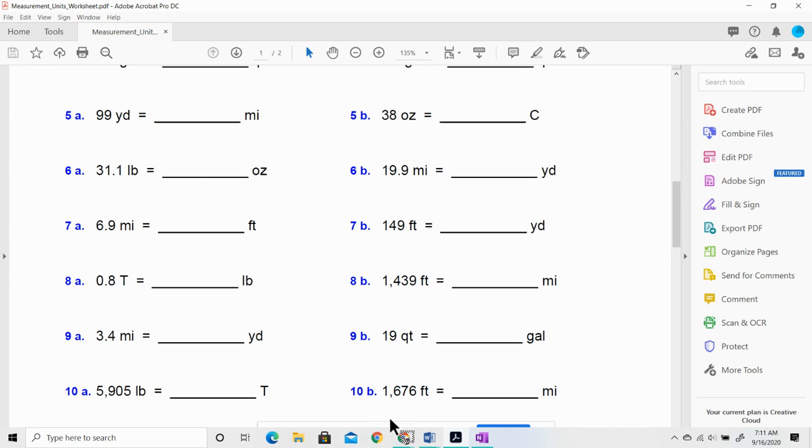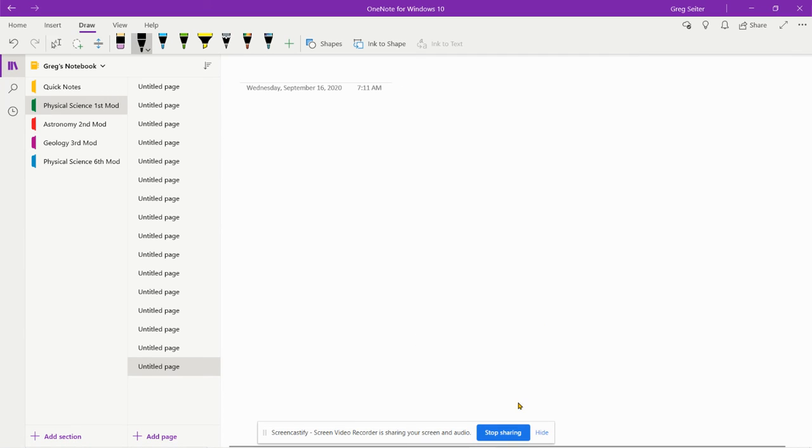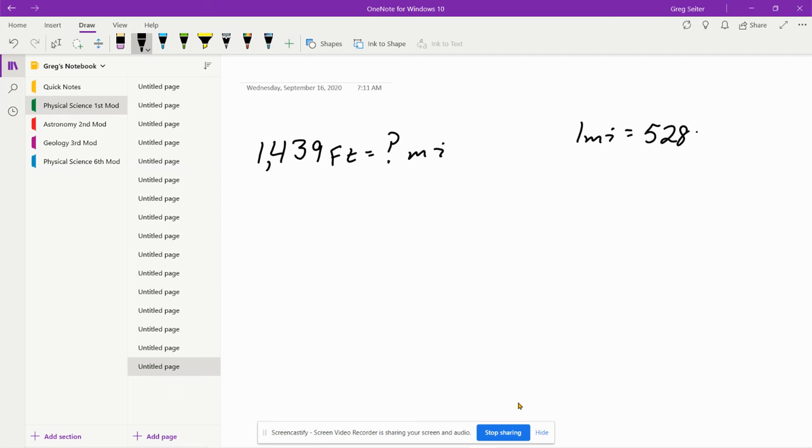1,439 feet equals how many miles? Well, 1 mile, and it doesn't matter whether I write down the feet or miles first, as long as we're doing this. 1 mile equals 5,280 feet. Okay. We're going to come down here and make a fraction.